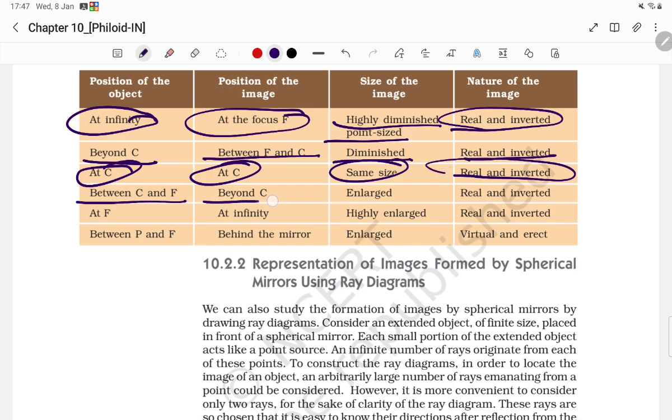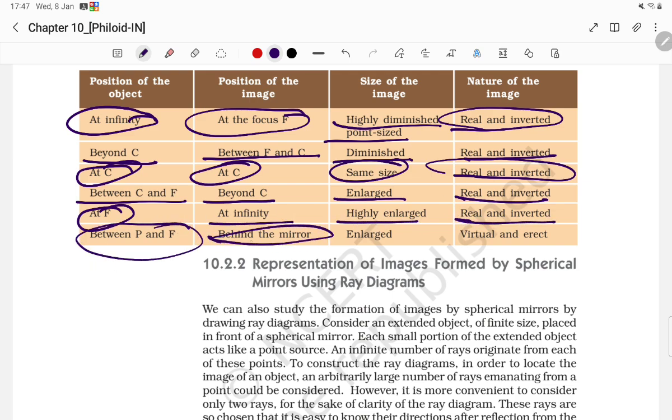Between C and F, the image is beyond C, enlarged, real, inverted. At F, the image is at infinity, highly enlarged, real, inverted. Between P and F, the image is behind the mirror, enlarged, virtual, erect.